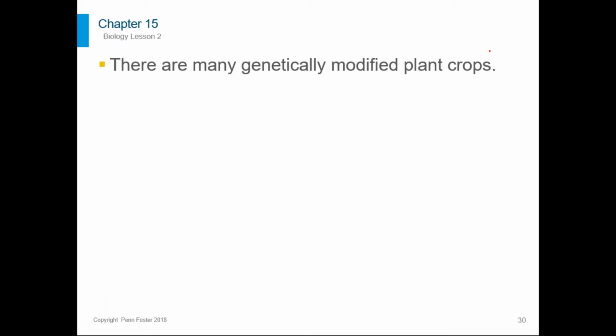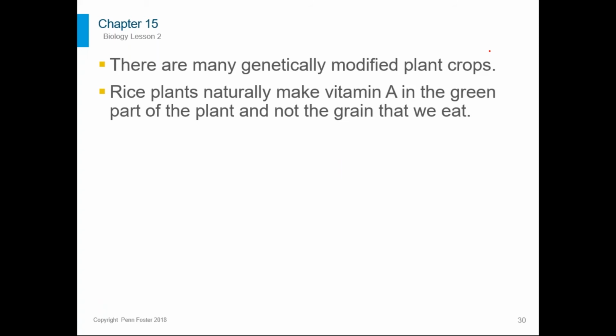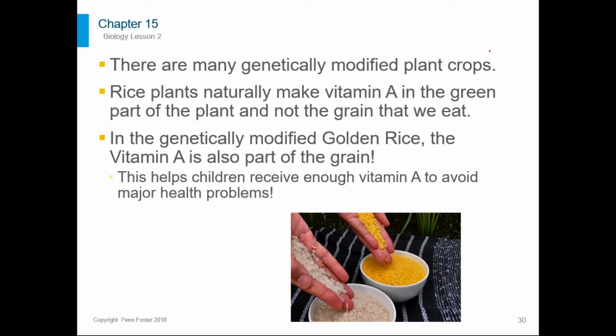There are many directly genetically modified plant crops. A particularly remarkable crop is golden rice, which is a solution to a huge problem in the developing world. Rice plants normally make vitamin A, but it remains in the green leafy parts of the plant, not in the grain that we eat. So in the genetically modified golden rice, the genome of the plant has been modified so that the vitamin A is also part of the grain. And you can see that grain takes on that orange golden color that indicates there's a lot of vitamin A in it, just like carrots and sweet potatoes and things like that.